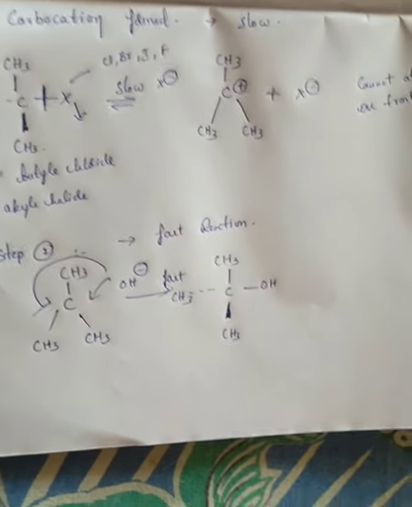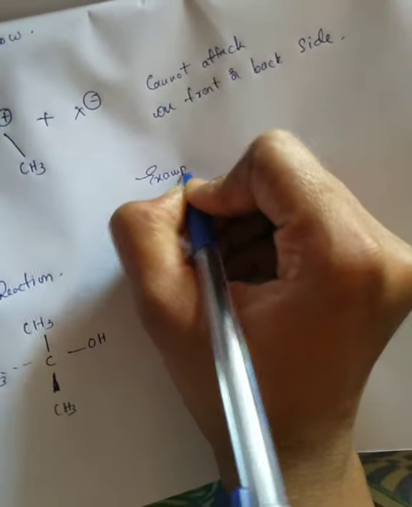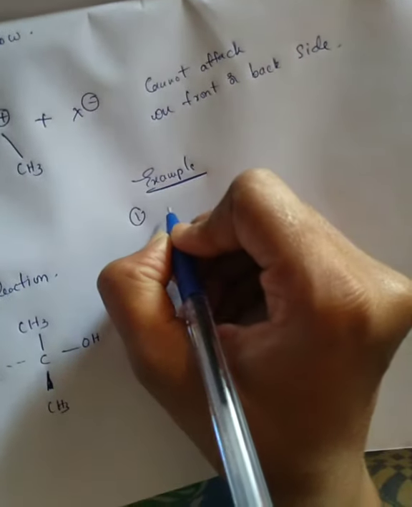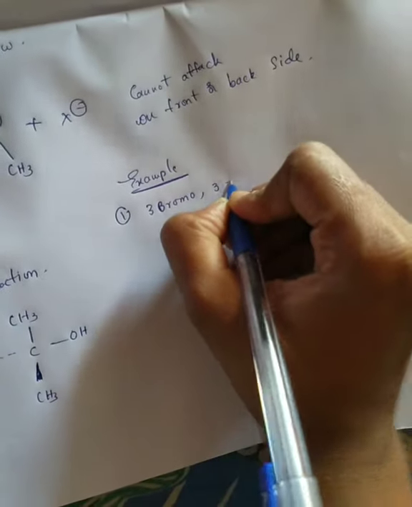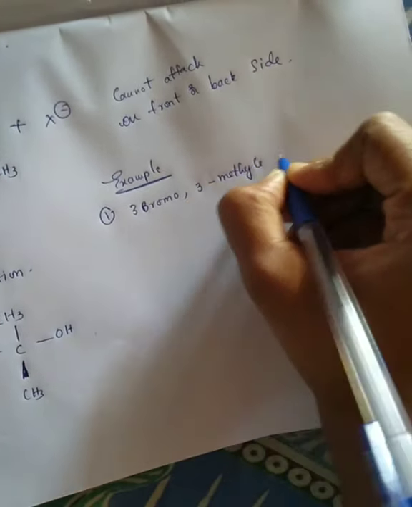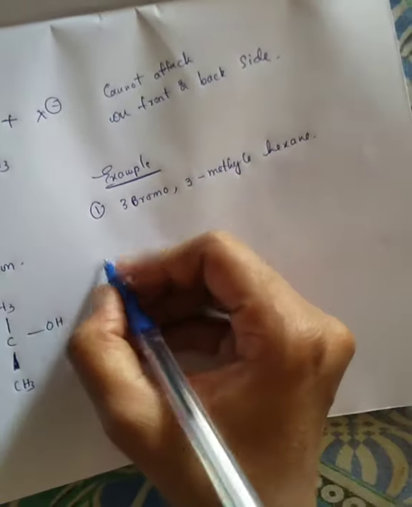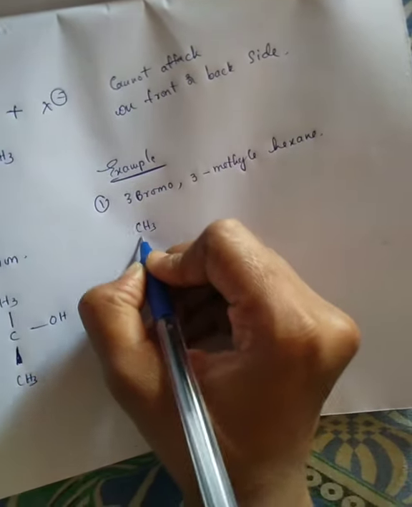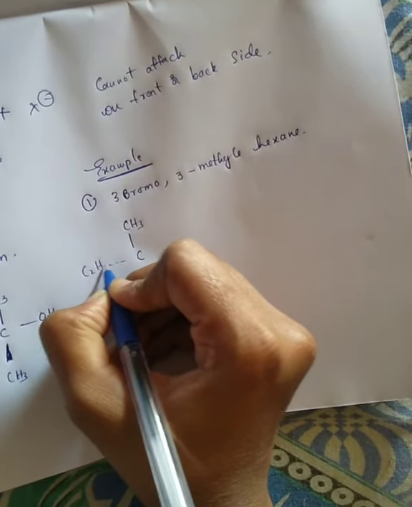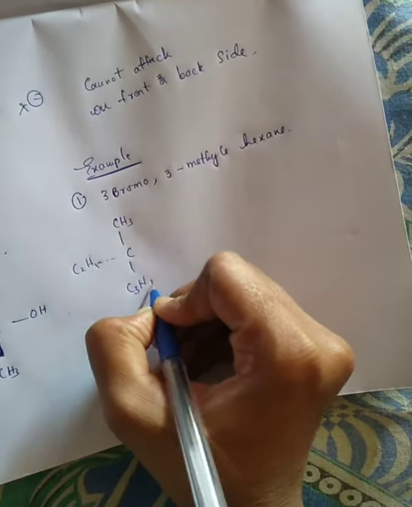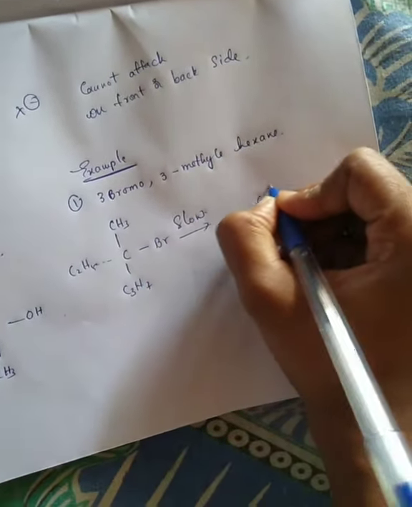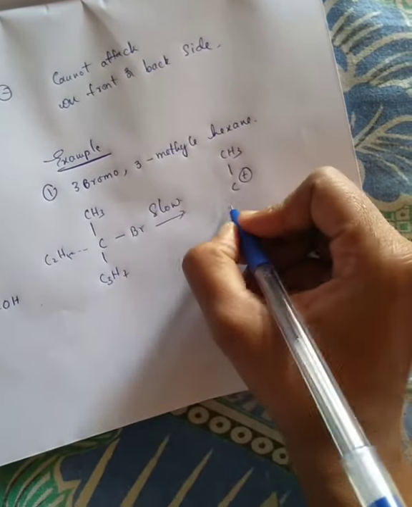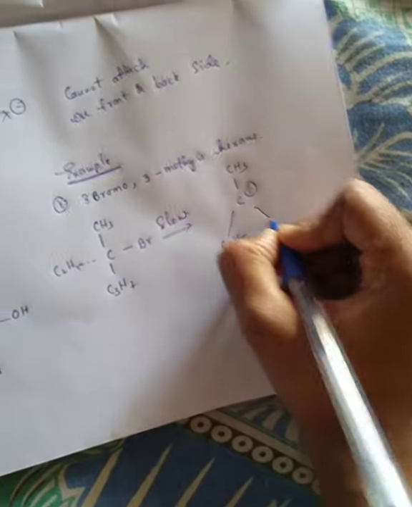We can take a symmetric molecule example, that is 3-bromo-3-methylhexane. By this we can explain and understand what symmetric and asymmetric molecules are. Here two steps occur because it is a tertiary alkyl halide and it is an SN1 mechanism. Only tertiary alkyl halides will react. First of all, it forms a carbocation and the halogen is removed.